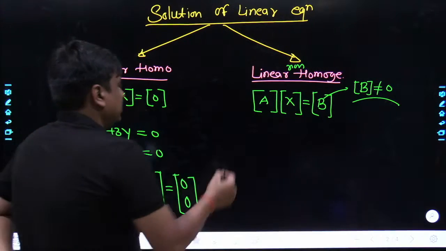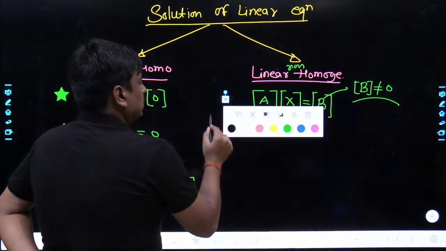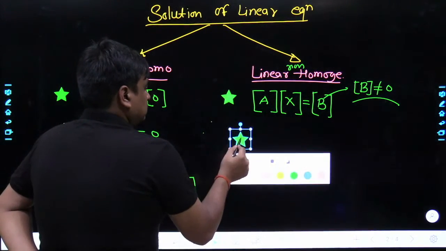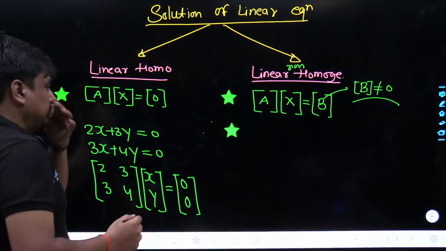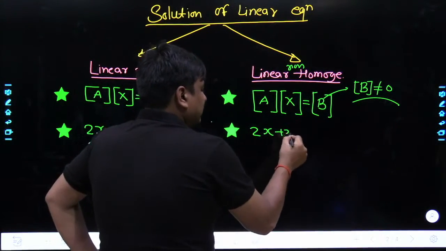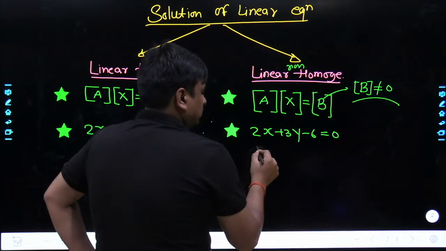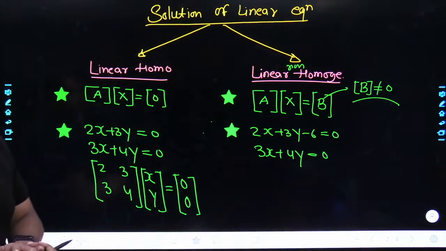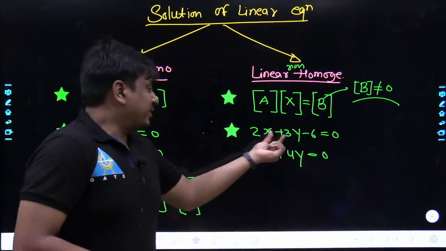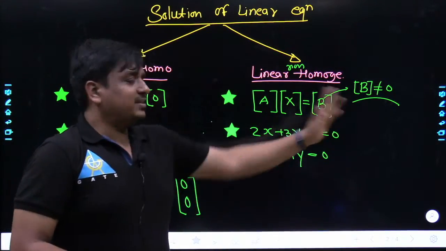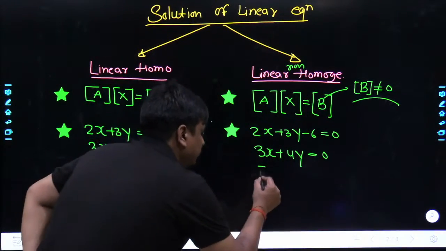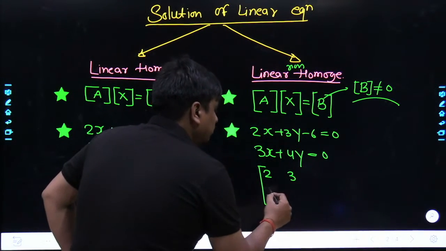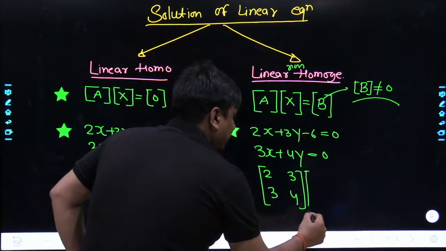Similarly, you can have another problem over here. The problem could be like 2x plus 3y minus 6 equals 0, 3x plus 4y equals 0. It's a perfect example of a linear non-homogeneous equation. Why? 2x plus 3y would be kept towards the left hand side, whereas minus 6 would be shifted towards the right hand side. And at the end of the day, if you really want to fabricate the matrix out of this linear equation, your matrix is going to be 2, 3, 3, 4, which is getting multiplied with x and y.